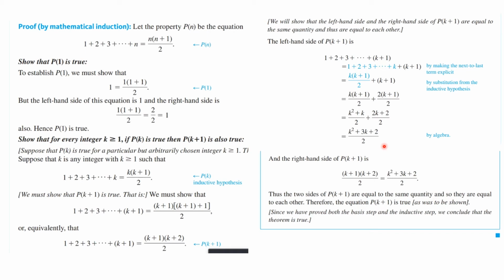That's just algebra. But this is the same thing as, you can factor that numerator, and you get this. And we said that was good enough because this is equal to that. So you see, the two sides of P of k plus 1 are equal to the same quantity, and they're equal to each other. Therefore, the equation P of k plus 1 is true, as was to be shown. Therefore, by mathematical induction, this is true for every n.